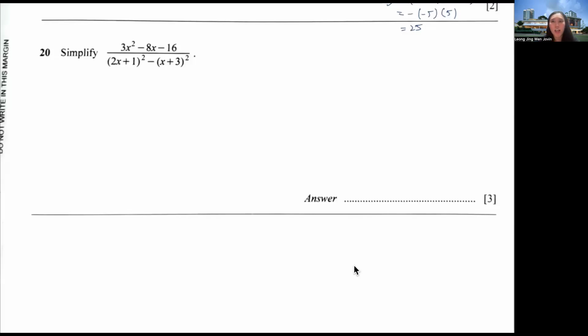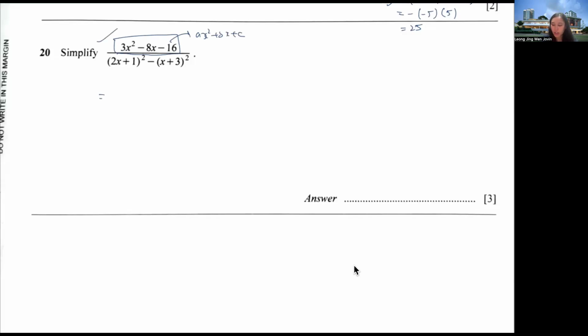Okay, question 20, you're asked to simplify this whole expression over here. So it looks like a very big expression. So what can we do first, right? Look at the top part here. This is actually your quadratic equation, right? It fulfills the criteria of ax squared plus bx plus c. So it is a quadratic equation, right?